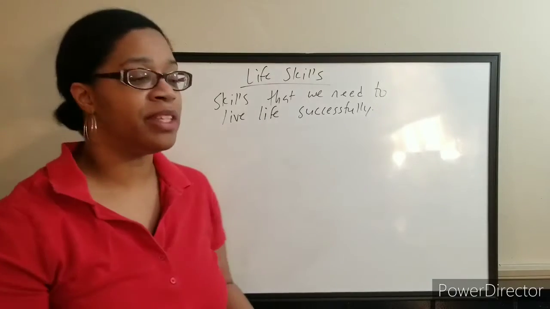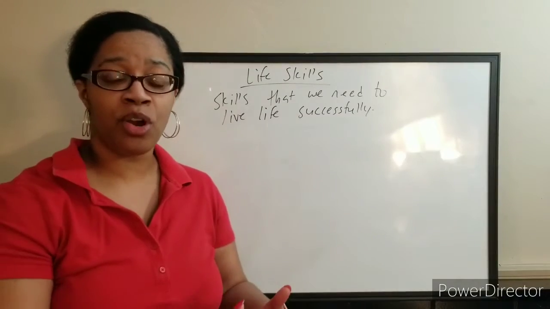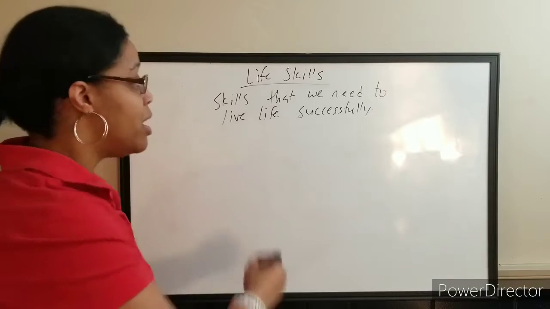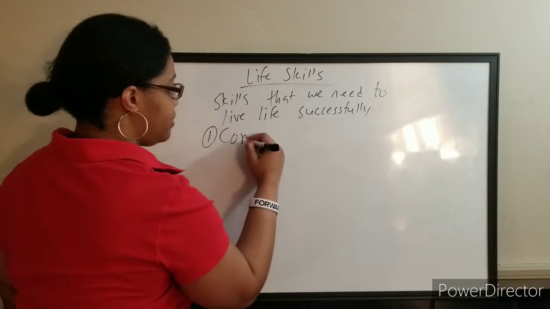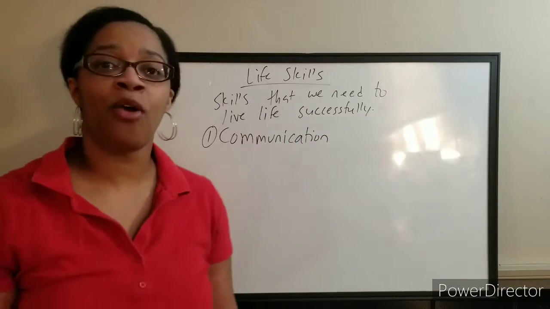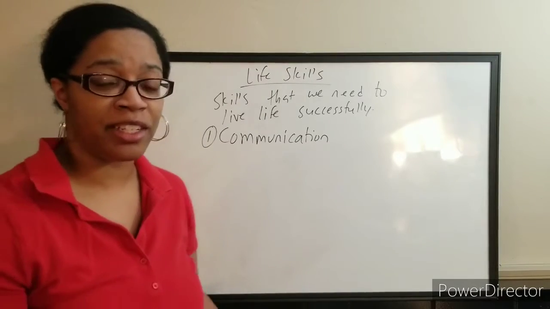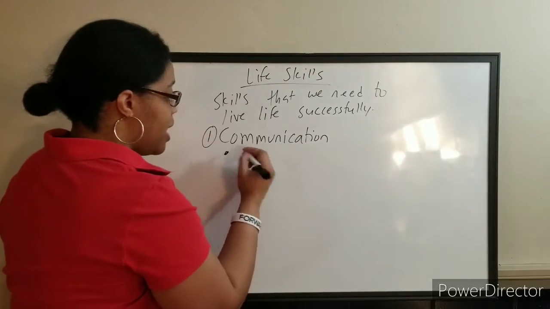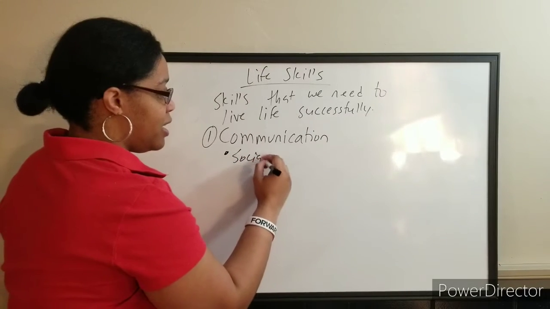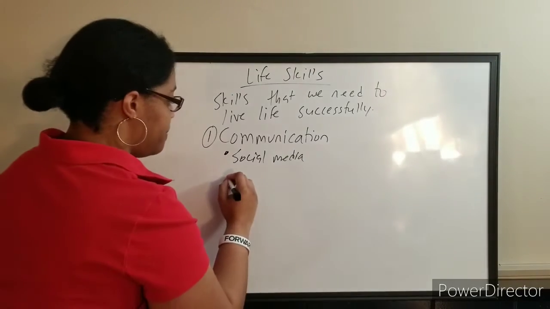So we talked about the skill of homework when it comes to school, the skill of scheduling when it comes to work or life. And today we're going to talk about a very important life skill, communication. So how we communicate with each other. There are some main forms of communication. One being social media. Actually, for your generation, social media is a form of communication.